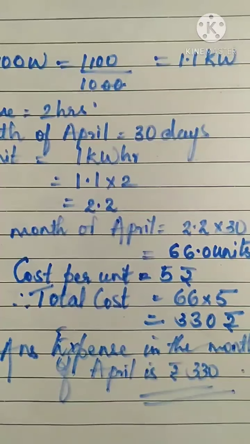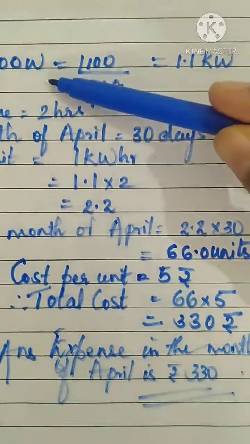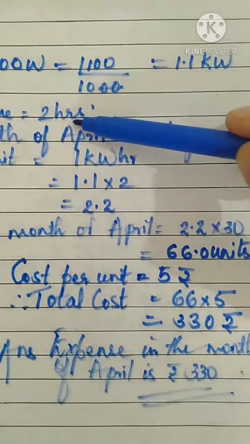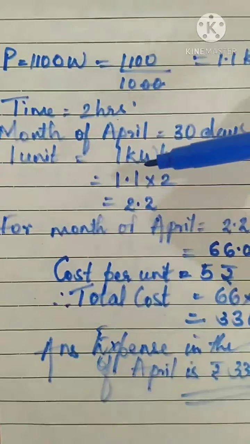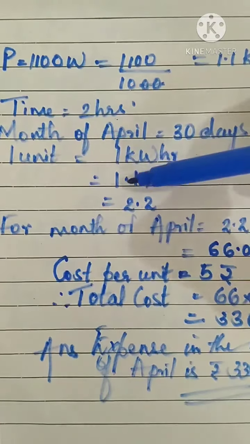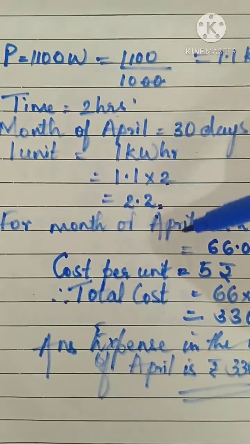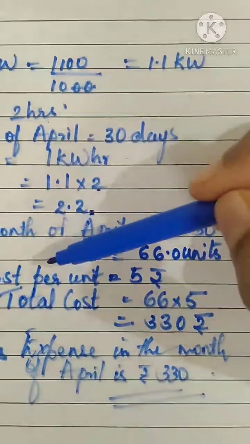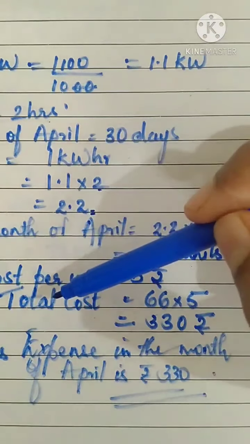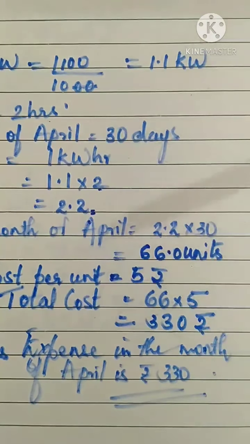Okay, children. So systematically, first you have to convert watts into kilowatt. Then find out how many units, because we know 1 unit is equal to 1 kilowatt hour. So with that kilowatt and hours, you got this many units for 1 day. So for 30 days how much? Multiply by the number of days. 1 unit is 5 rupees, so the total money is 66 into 5, that is 330 rupees.